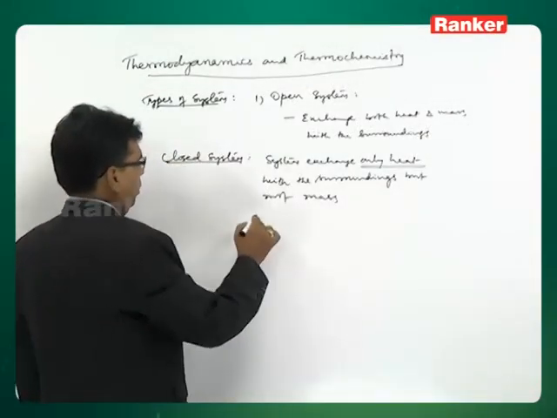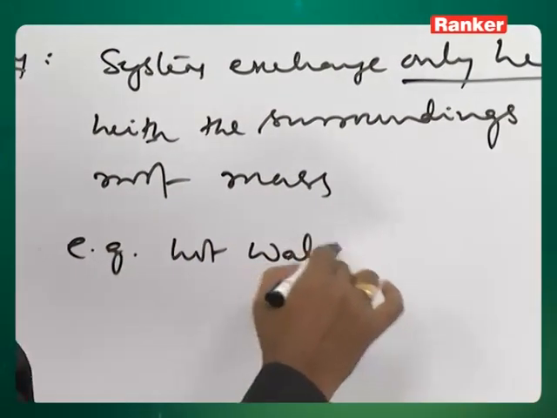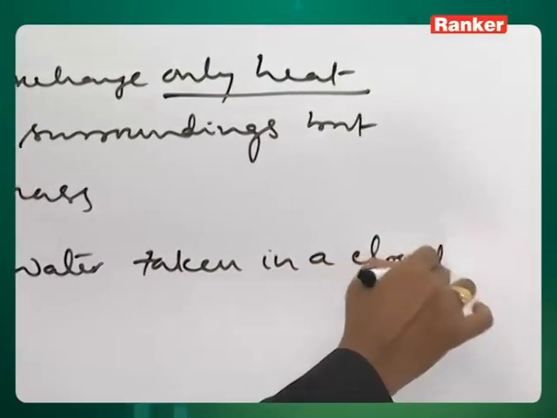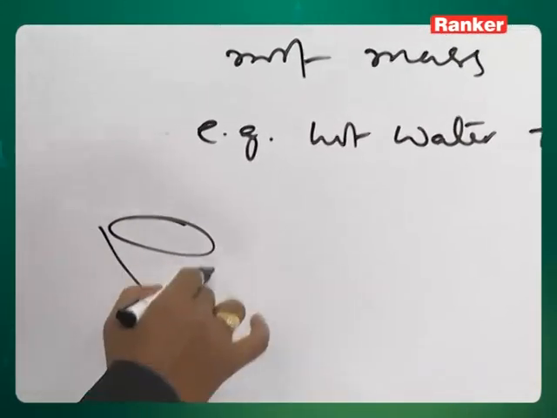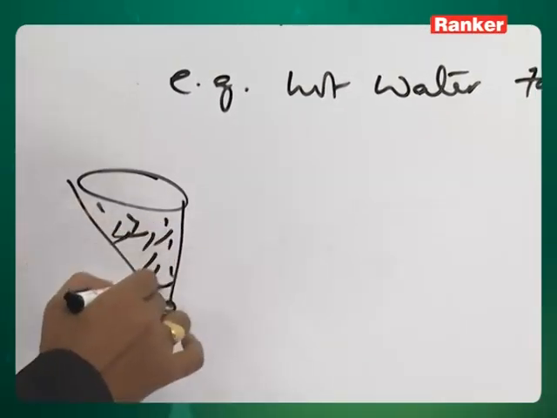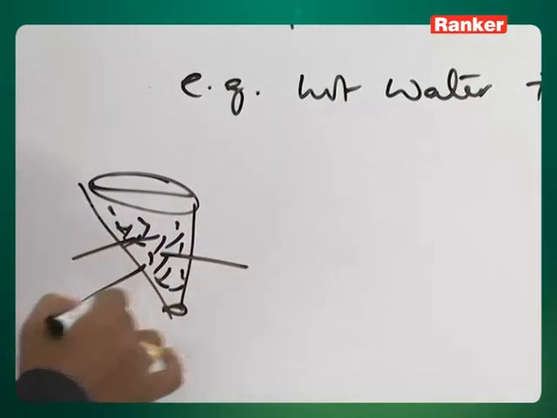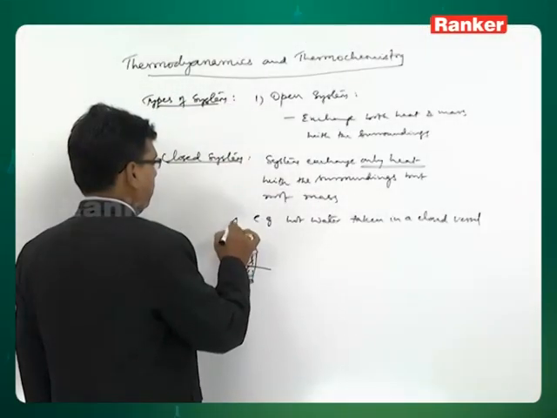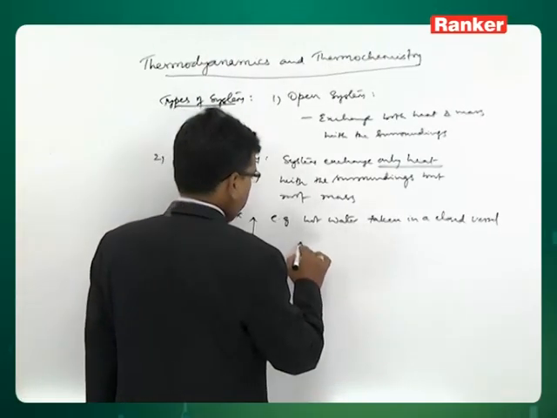Example, hot water taken in a closed vessel. So, here now if the same tumbler you take, and here you take hot water, and if this is closed, then only heat will get transferred. Here the vapors formed will be inside, and escape of vapor will not take place. Vapor will not escape. So, here what happens?